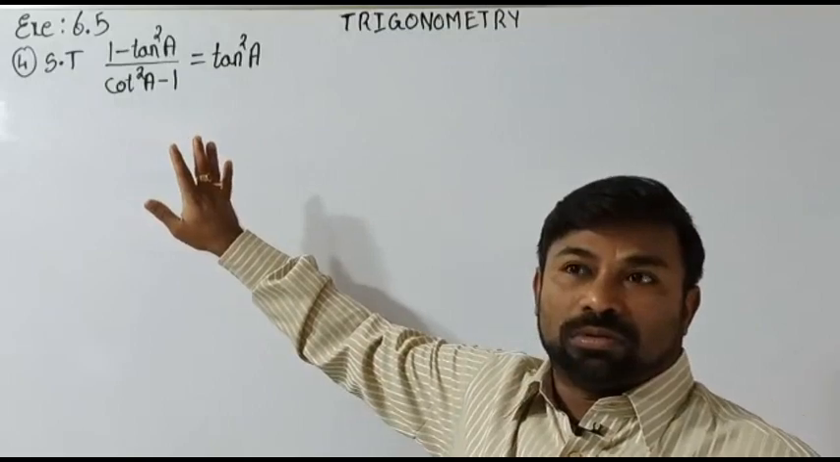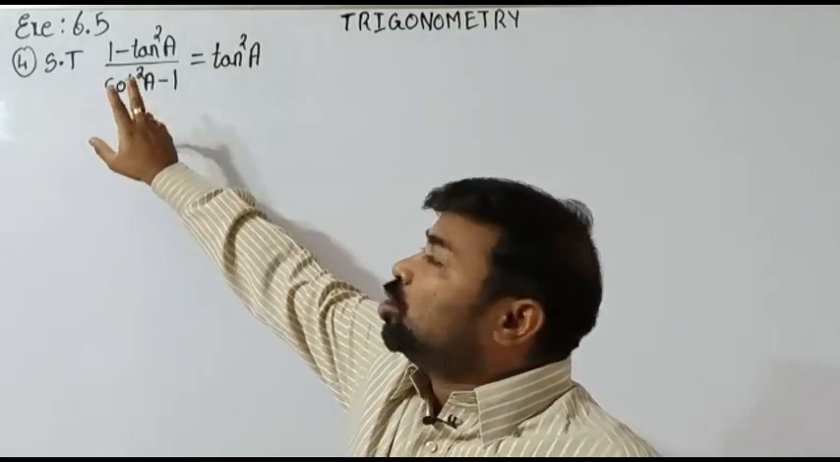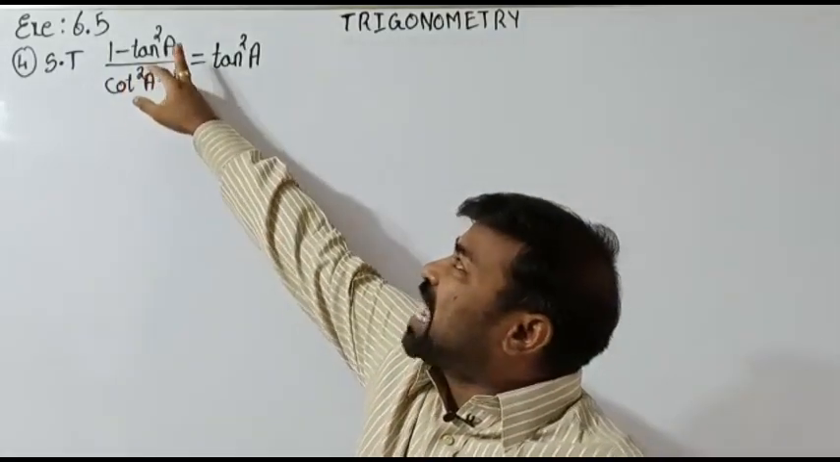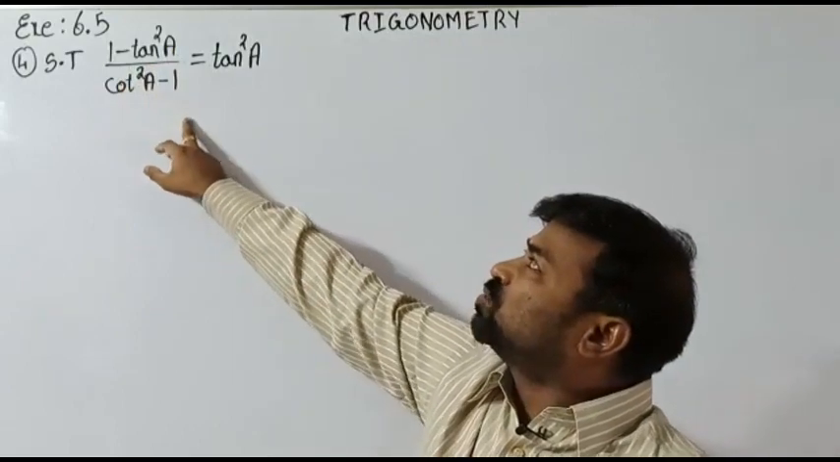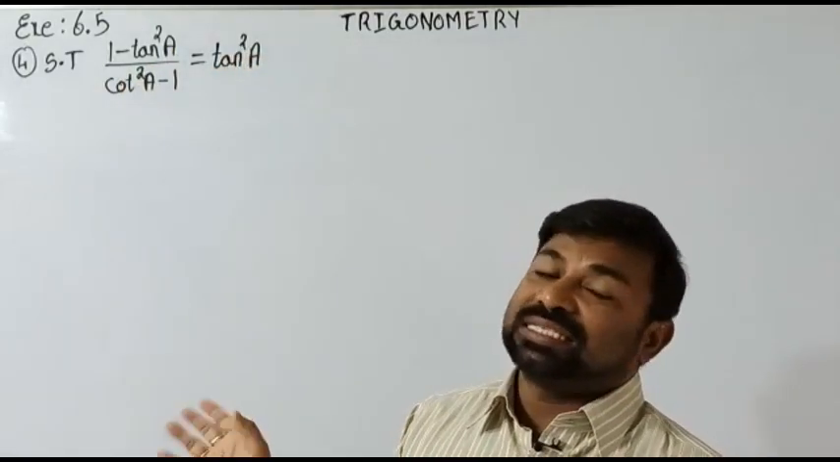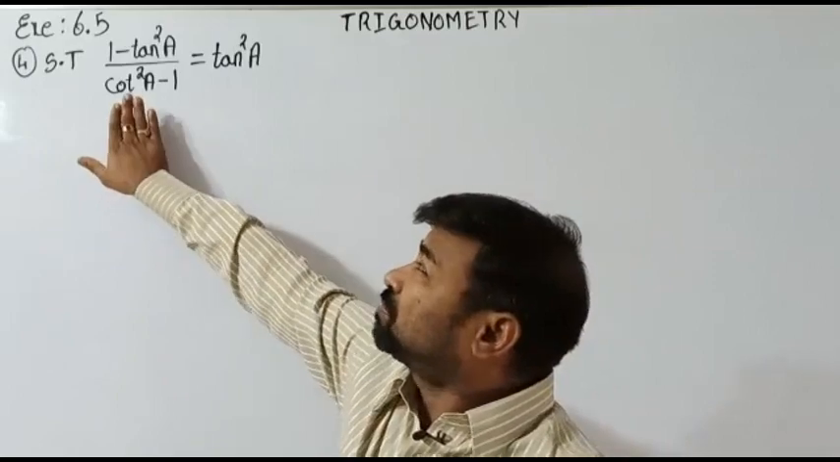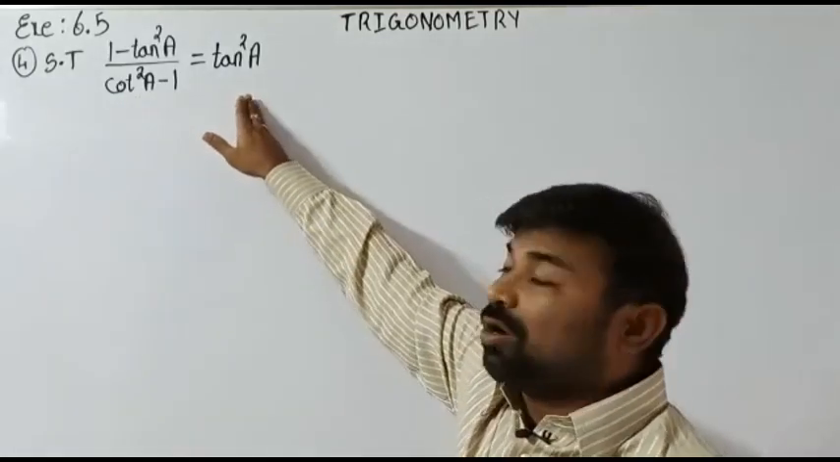In this video, I'm going to explain the sum. Show that (1 minus tan square A) by (cot square A minus 1) is equal to tan square A. This is the given question for you. We have to start here and we have to reach here.